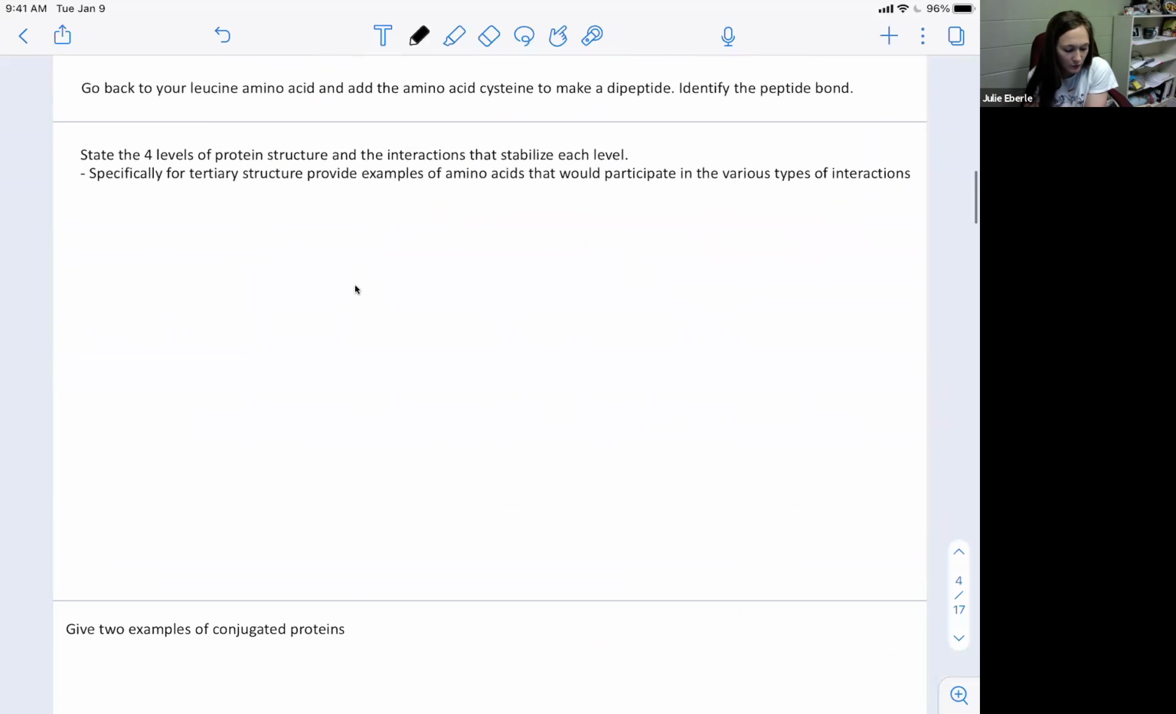Okay, can we state the 4 levels of protein structure and the interactions that stabilize each level? I'm gonna do something I've never done. I'm gonna call on people. Y'all are so quiet.